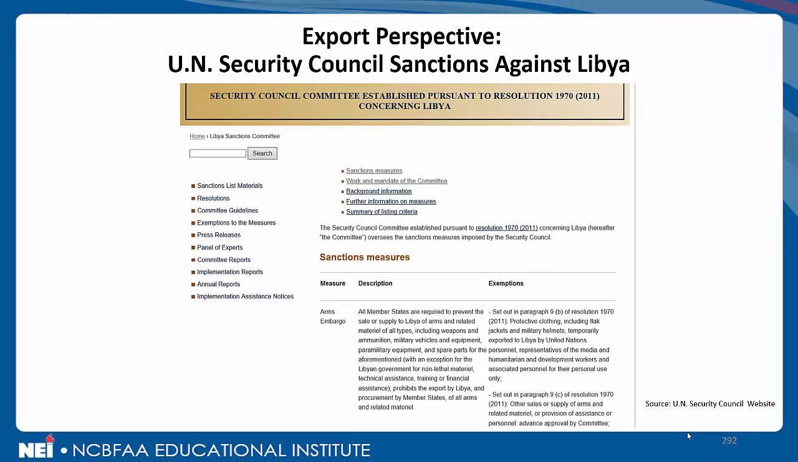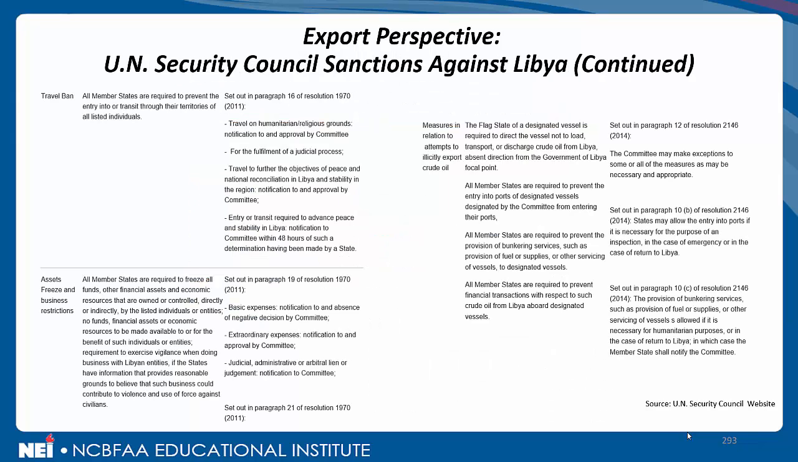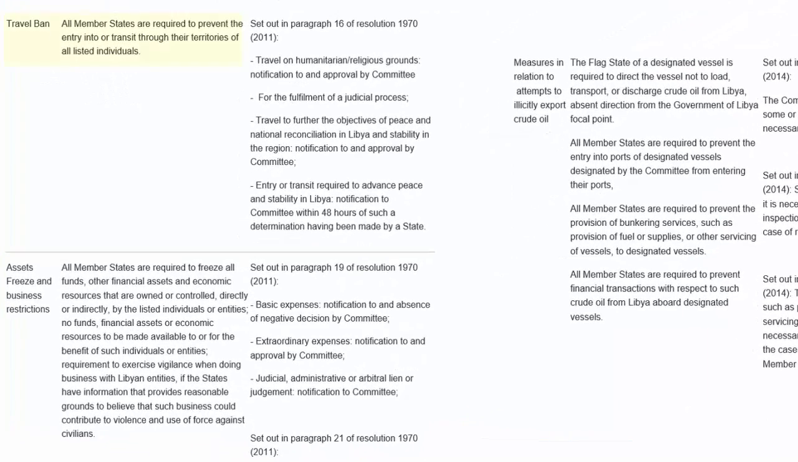Let's move on and look at the next slide, which elaborates even further on the Libya sanctions measures. This is actually a continuation of the previous slide. Travel ban, that was another of the 4 types of sanctions that we looked at. All member states are required to prevent the entry into or transit through their territories of all listed individuals. And there will be a list of individuals. Right below that, asset freeze and business restrictions.